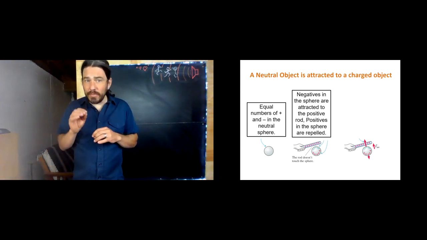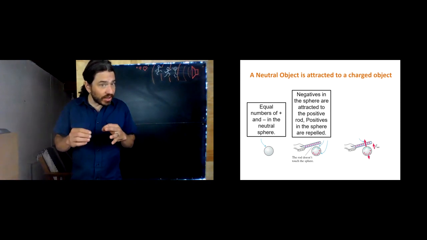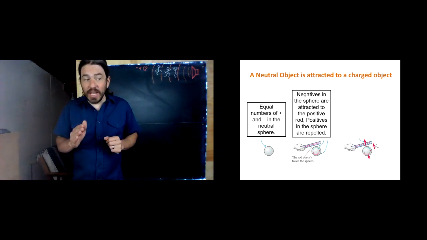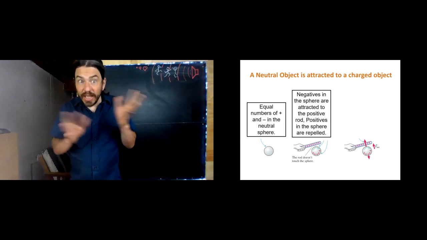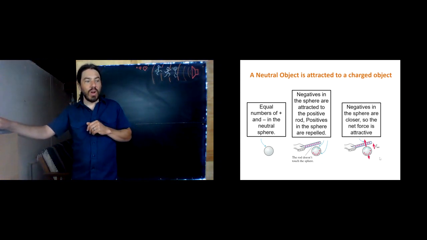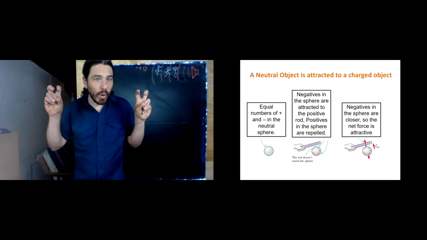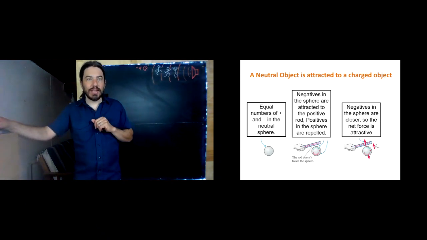Now, I had to say it was a metal sphere because a metal is a conductor and charges are free to move. The charges separate. The negatives get as close as they can to the positives in the rod, and the positives in the sphere get as far away as they can. Now we have a force of attraction between negatives here and positives here. We have a force of repulsion between positives here and positives here. But the negatives are closer, so they win. And we have a net attraction, as I just showed in that demonstration.